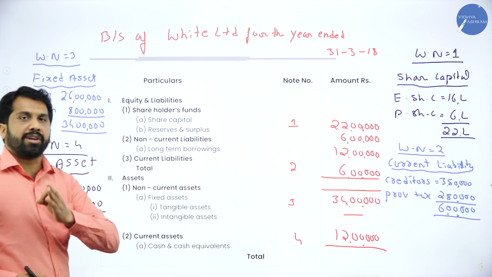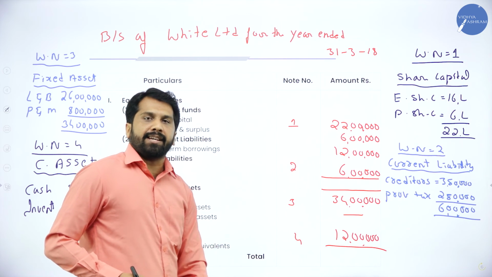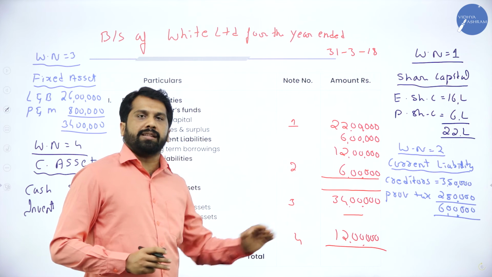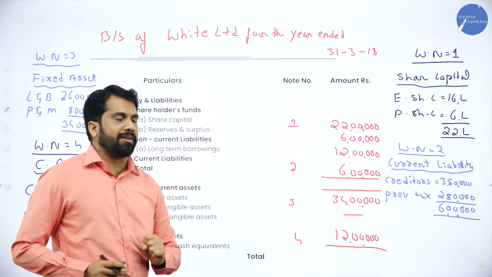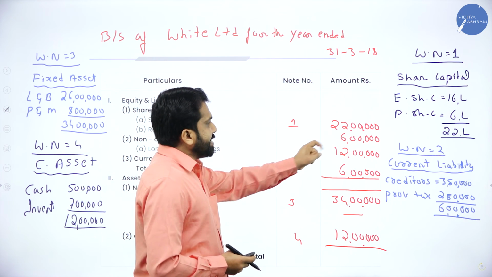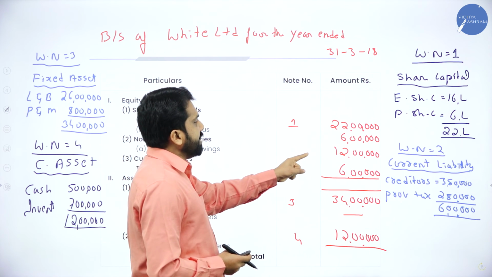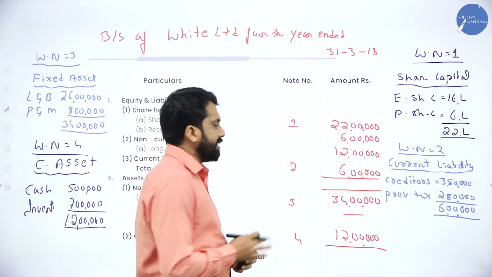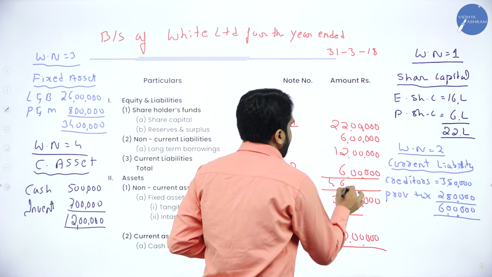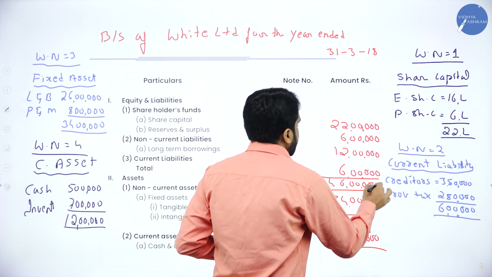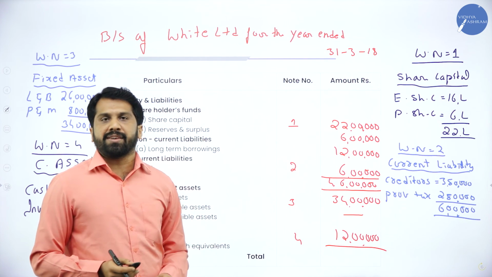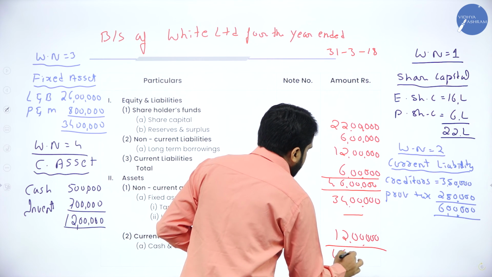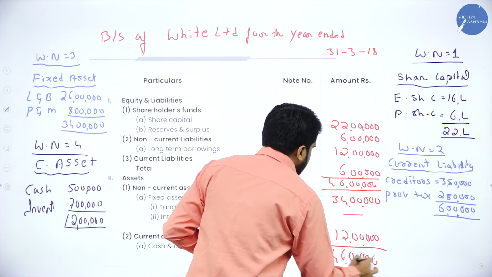Now the balance is you have to total. If both the sides you get the same answer, your answer is correct. If the total is wrong, then your answer is what? Wrong. Now 22 plus 6, 28 lakh, plus 12, 40 lakh, plus 6, 46 lakh. Your answer 46 lakh. Now 34 plus 12, how much? Again 46. So your answer is 100% correct.